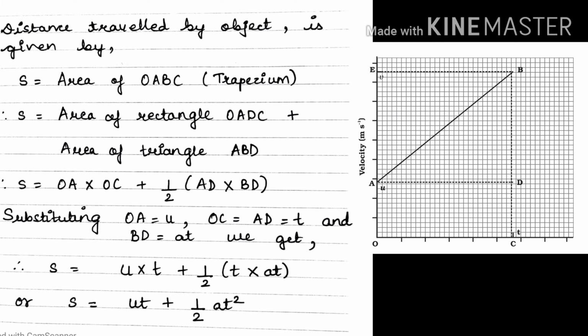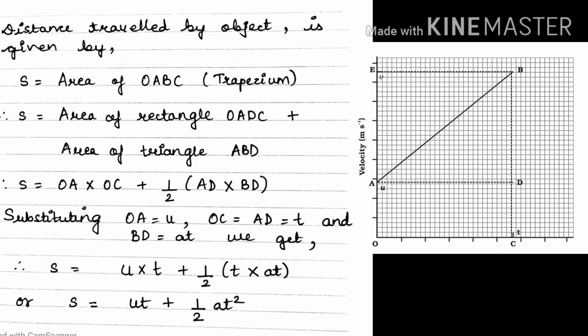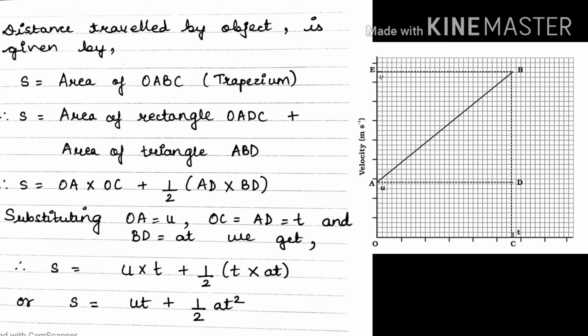So the distance traveled by the object is given by s, which is equal to the area of OABC, which is nothing but your trapezium. Again, in the graph, you can observe that the trapezium is made up of two figures, a rectangle and a triangle. So the area s is equal to the area of rectangle OADC plus the area of triangle ABD.